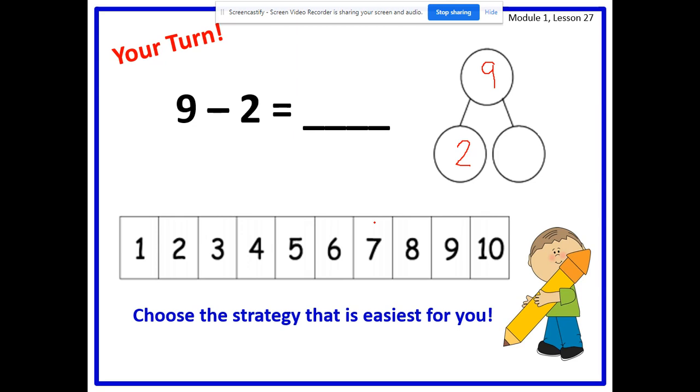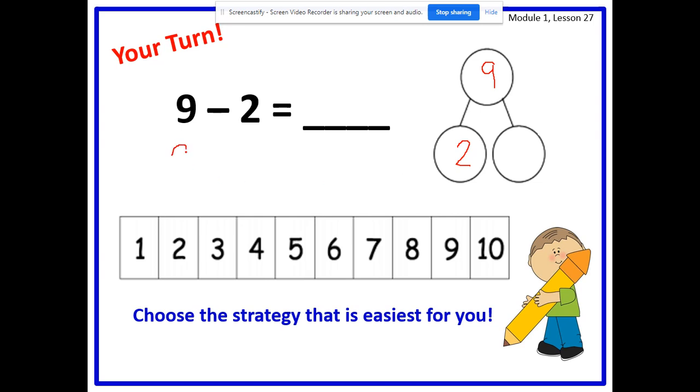If we count on, let's go ahead and write the addition sentence to help us visualize how we're going to count on. So in order to write an addition sentence, you have to start with your part. What is the part that we know? Get ready.